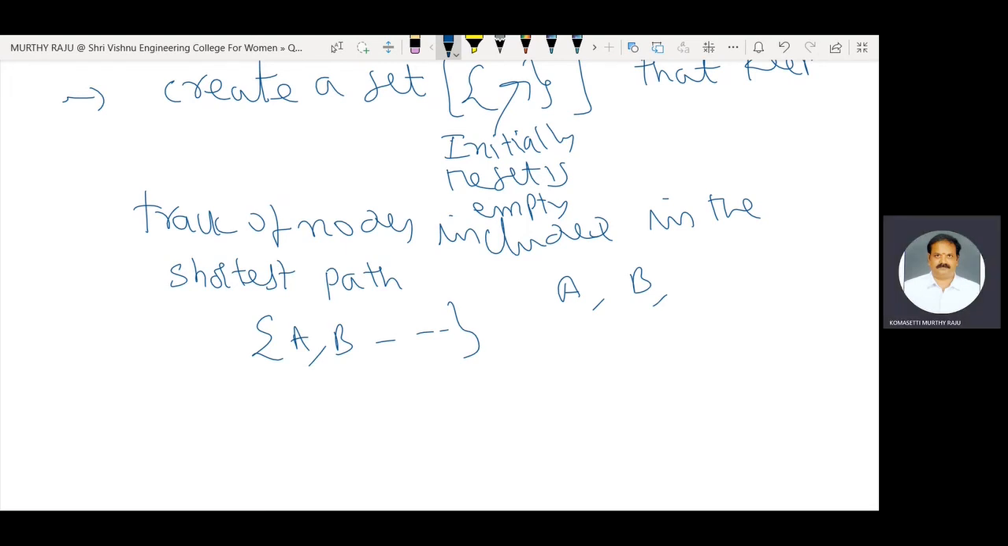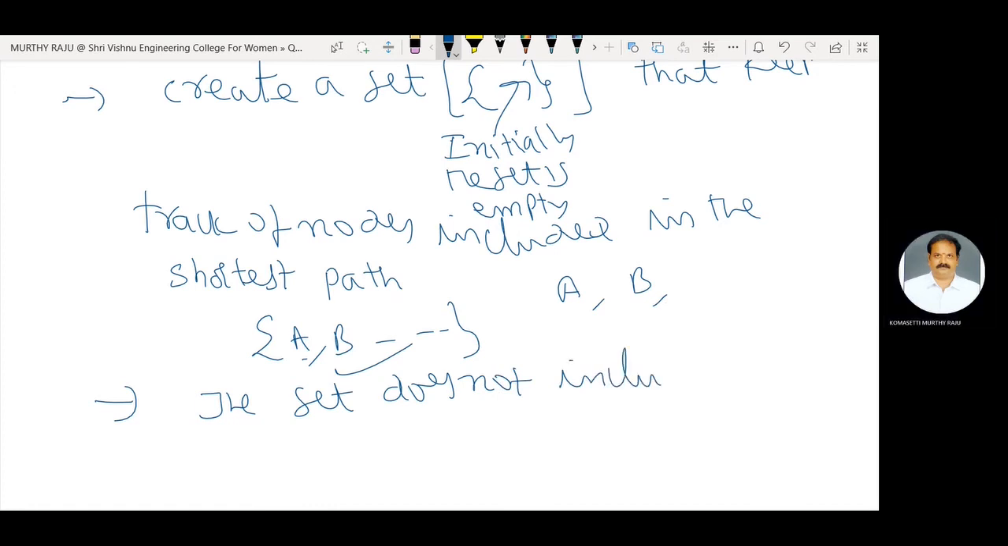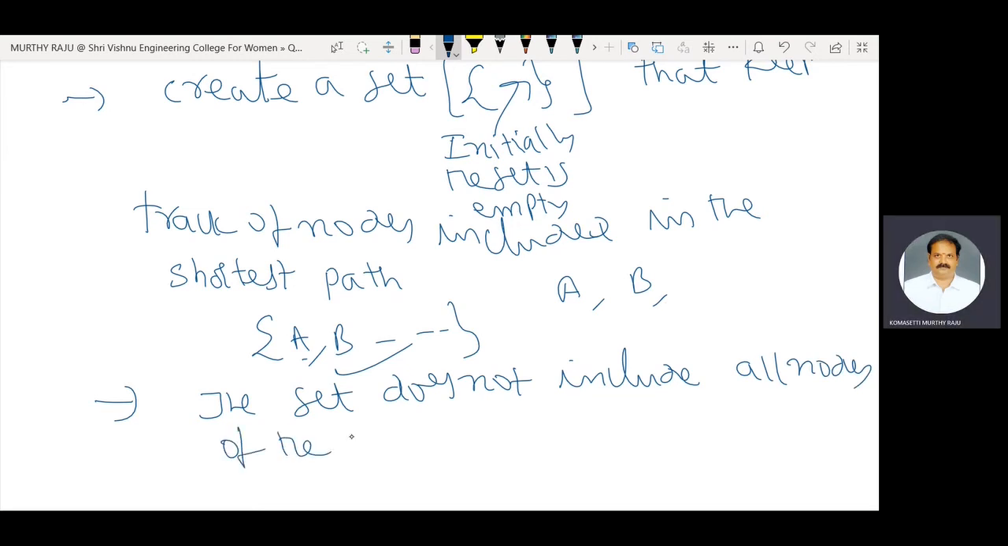Create a set that keeps track of nodes included in the shortest path. These are the nodes A, B. The set does not include all the nodes in the graph. Only a few nodes are included in that set. The set does not include all nodes of the graph.